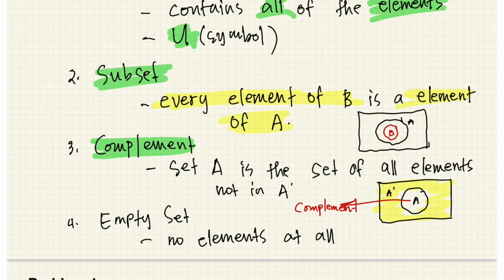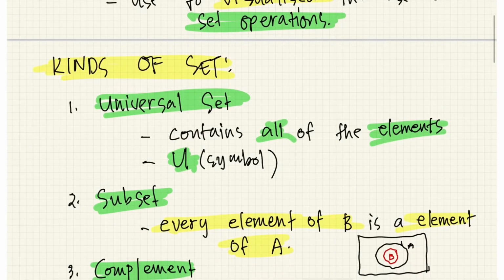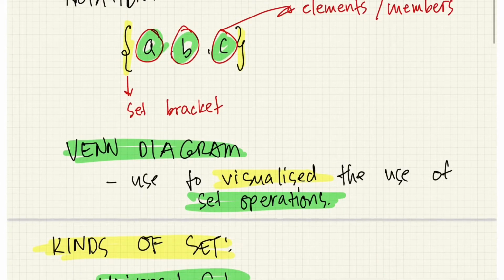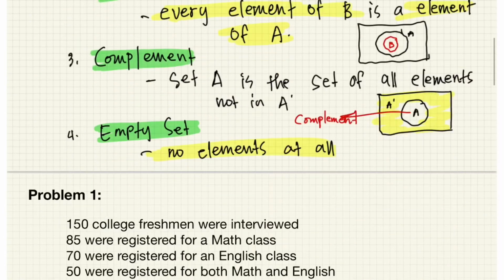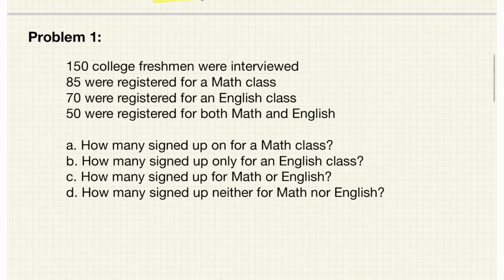Next is the empty set. Empty sets are sets that have no elements at all. So these are the four basic kinds of sets that we usually use when we move forward. Now let's have a quick example for this.